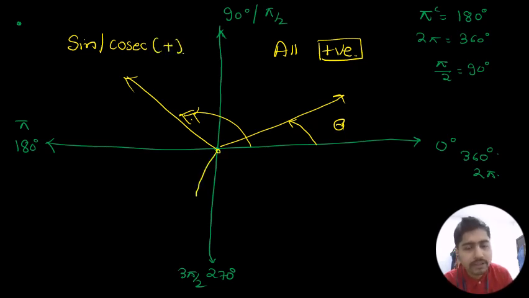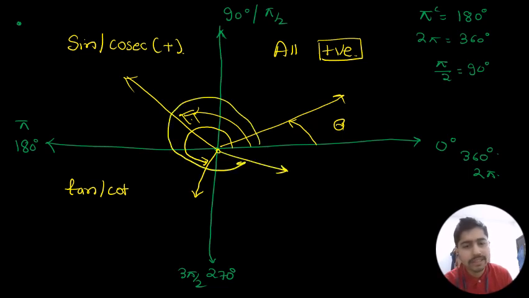If theta is in the third quadrant, then tan theta and cot theta are positive, and the rest are negative. Similarly, in the fourth quadrant, only sec theta and cos theta are positive, while the others are negative. I hope you understood the concept of this angle measurement.